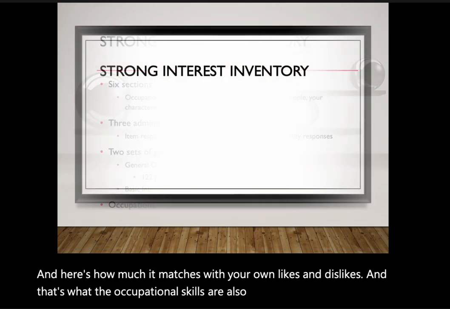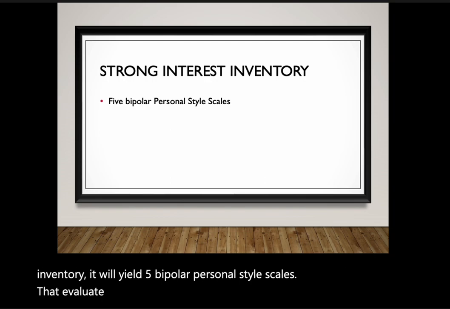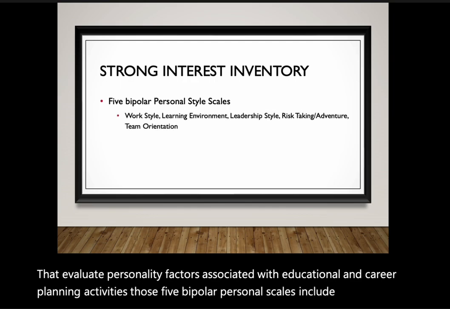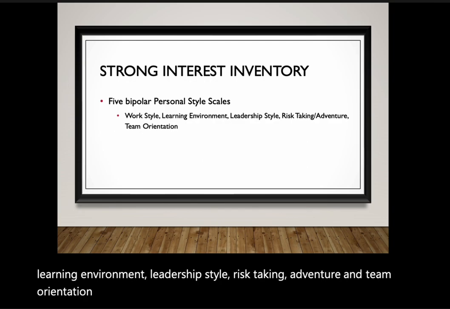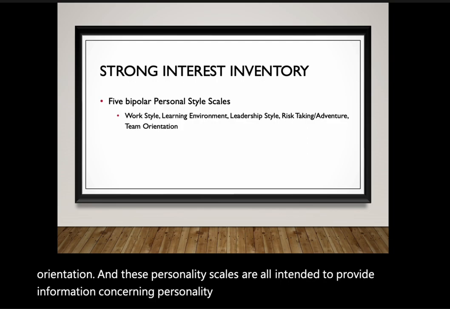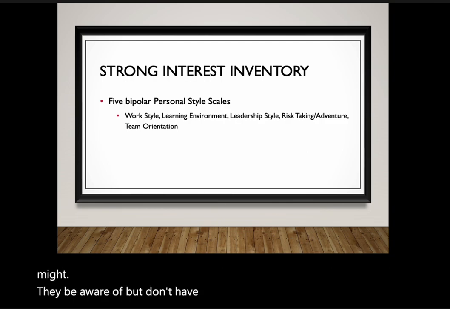Also, the Strong Interest Inventory will yield 5 bipolar personal style scales that evaluate personality factors associated with educational and career planning activities. Those 5 bipolar personal style scales include work style, learning environment, leadership style, risk-taking adventure, and team orientation. And these personality scales are all intended to provide information concerning personality factors that might be associated with the client's career development that they might not always be aware of, or might be aware of but don't have a way to describe.